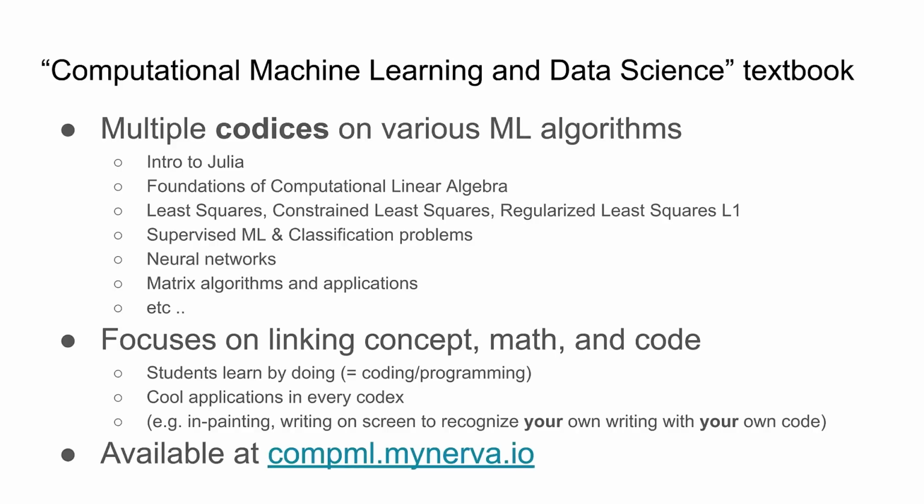Some of the many applications that students work with via the codices in this textbook include in-painting and writing on your screen, for example, to recognize your own handwriting with code that you built from scratch, as opposed to, for example, the Jupyter way, where you download somebody else's code, you run it on an MNIST data set, and then you just hope and believe that it works on yours, but never actually run it on your own handwriting, so to speak. Okay, so if you want to try this out, there's a link for it on the Minerva site, and that's the textbook that we use in the class.